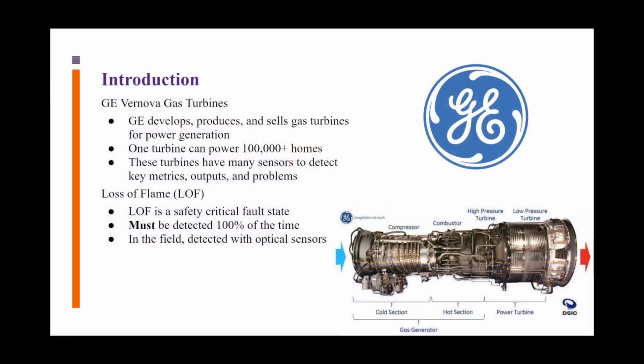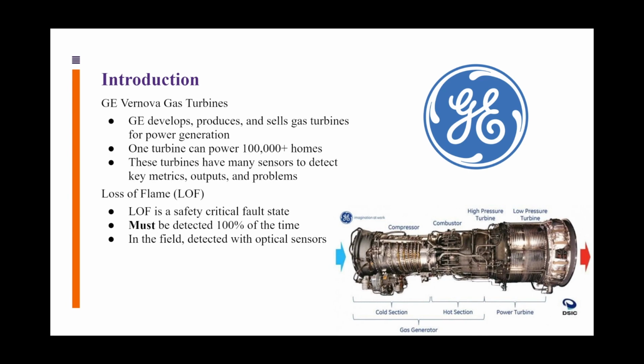So a brief introduction, we were working with GE Vernova's gas turbines, and they develop, produce, and sell these gas turbines for power generation. These are extremely powerful machines, and one of these could provide the electricity for many homes. These turbines have many sensors to detect key metrics, outputs, and any problems that may arise during operation. One of these problems is a loss of flame, aka LOF.